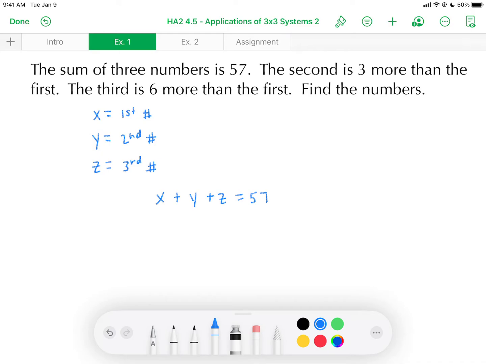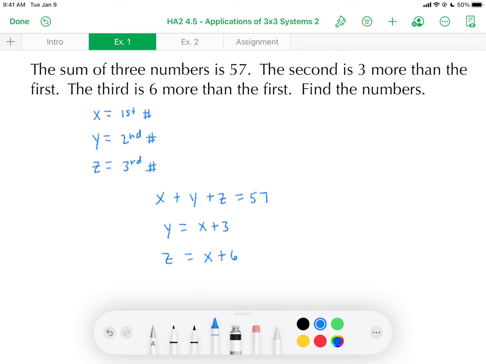The second number, which is y, is 3 more than the first. So that would just be y equals x plus 3, or 3 plus x. The third number, z, is 6 more than the first. Any issues setting any of those 3 equations up?